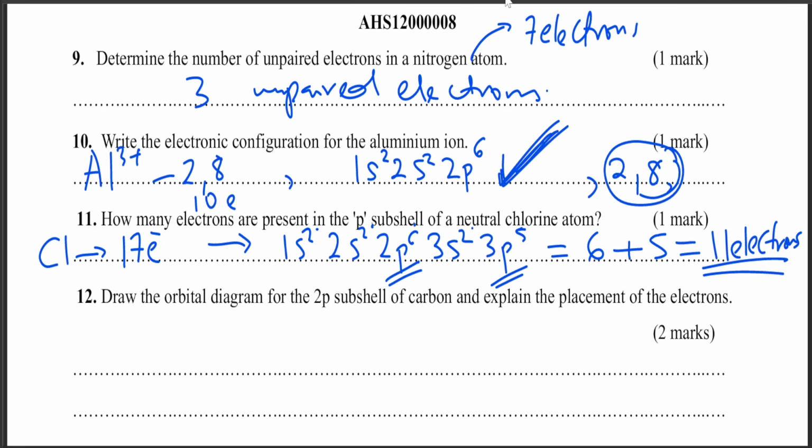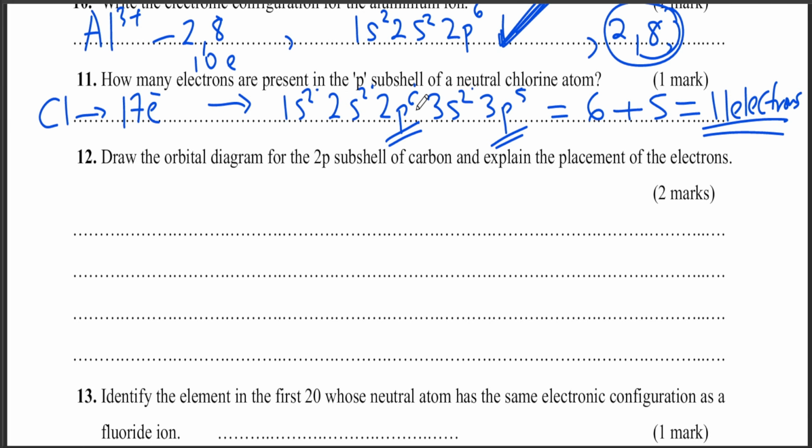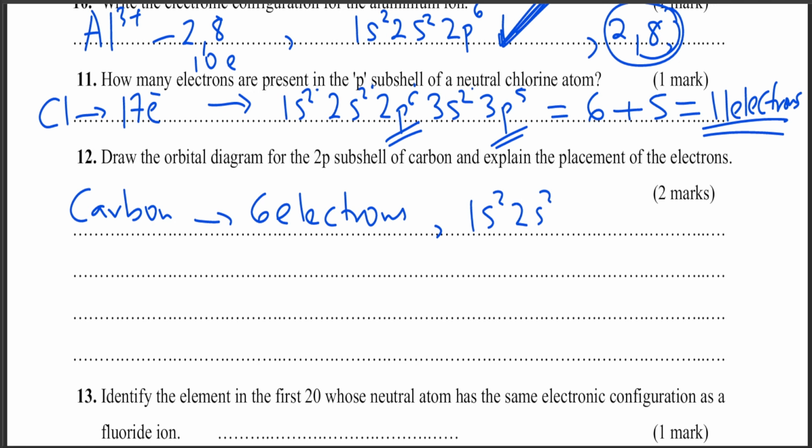Very simple. Question 12. Draw the orbital diagram for the 2p subshell of carbon and explain the placement of the electrons. Carbon is number 6, so it automatically has 6 electrons. The s, p notation is written as 1s2, 2s2, that's 4 electrons, and then 2p2. So 2 plus 2 plus 2 is 6. So the orbital diagram for the 2p subshell. But let's draw the overall one.